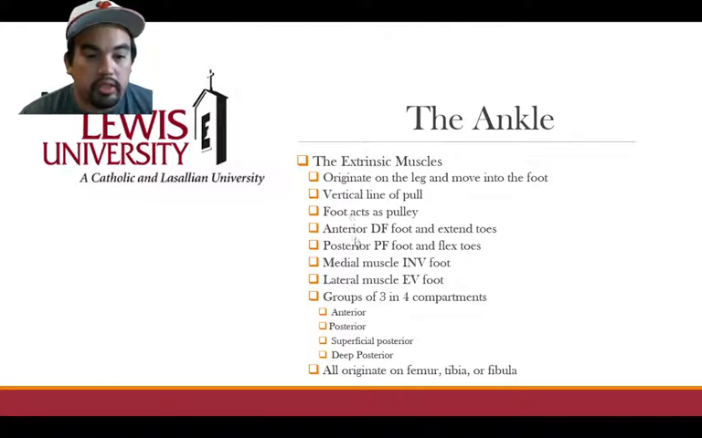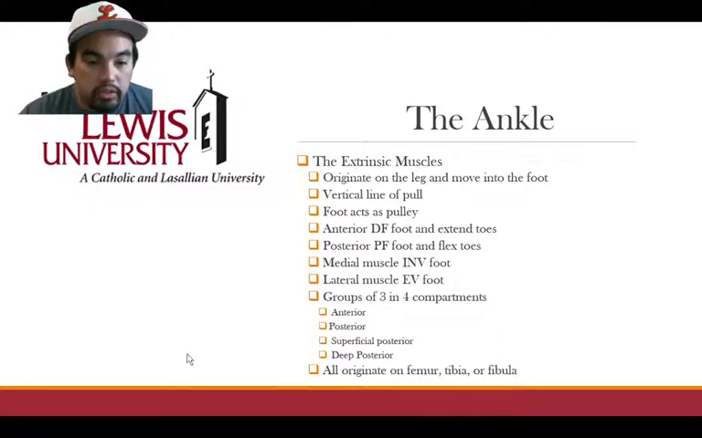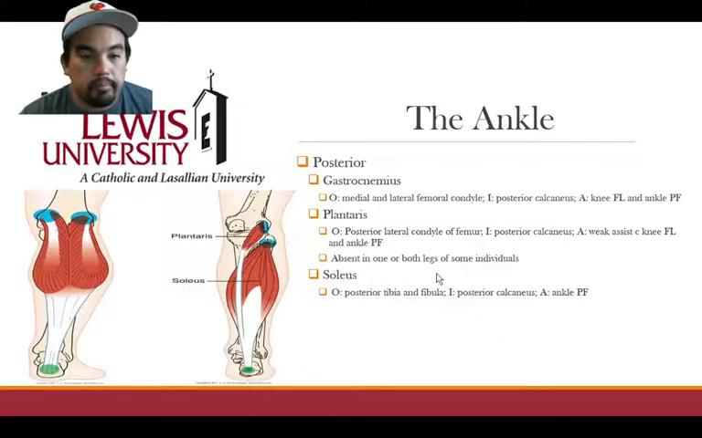Medially, so these are all the locations of where these muscles are. So if you look at the anterior of the foot, posterior of the foot, medial aspect of the foot, these muscles invert the foot. The lateral muscles on the leg, they evert the foot. And then there's groups of 3 in 4 compartments. Okay, so the anterior, superficial posterior, and the deep posterior. All of these originate on the femur, tibia, or the fibula. If this is confusing, don't worry, we're going to clear it up.